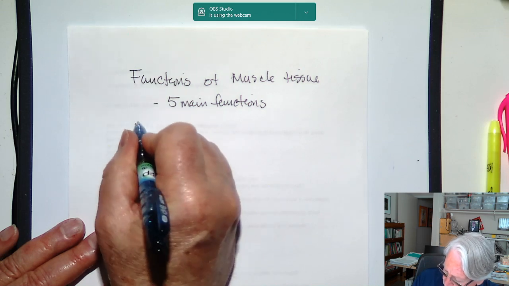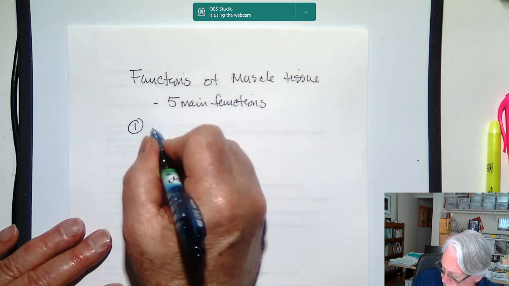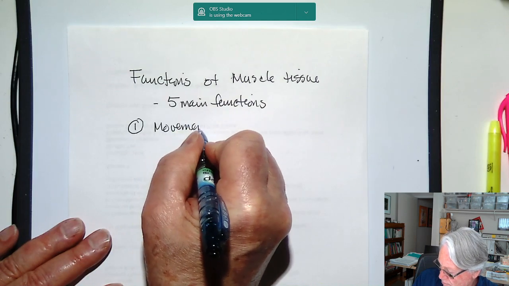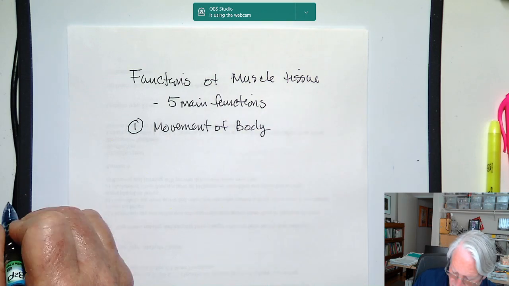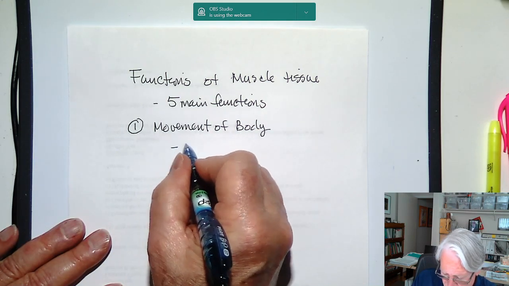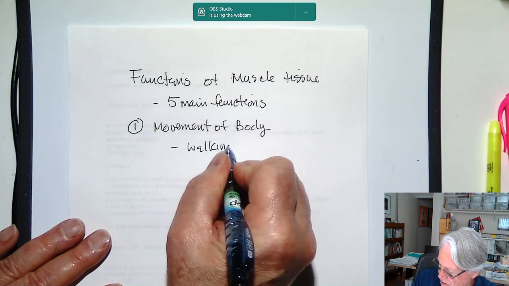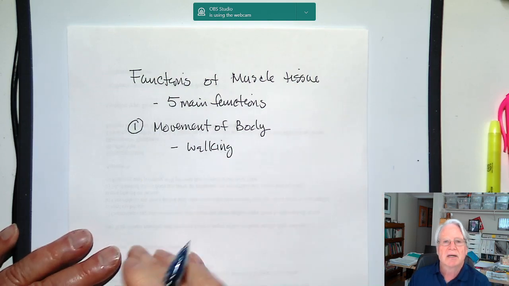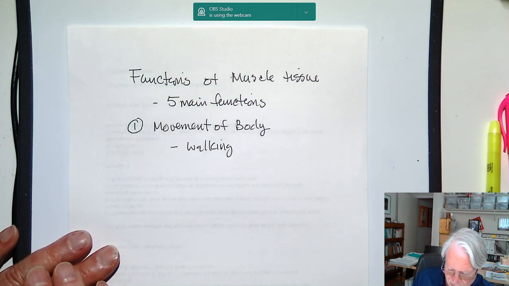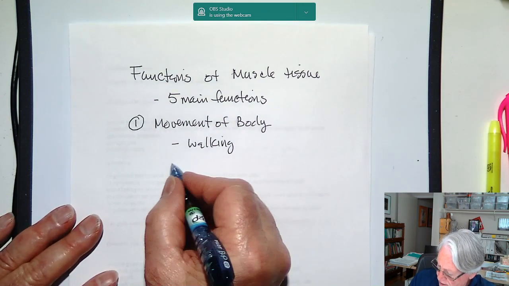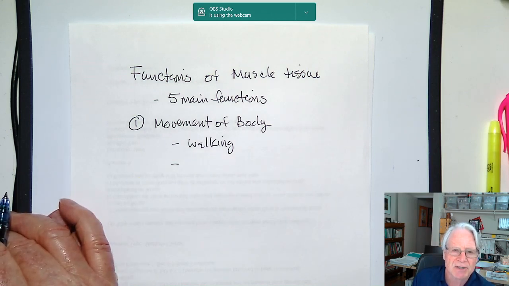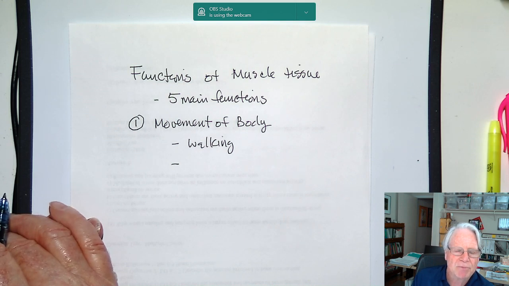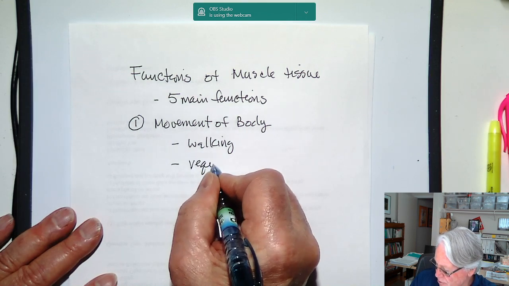And the first one, number 1, is movement of the body. Okay. So walking and running and swimming and dancing and doing all the things that we do when we move our body. This movement, the movement of the body, requires more than the skeletal muscle system. Obviously, the skeletal system itself is involved, but it requires quite a bit of coordination.